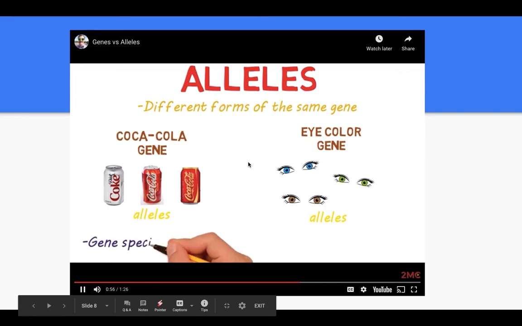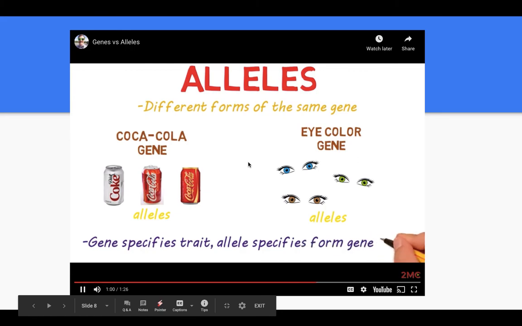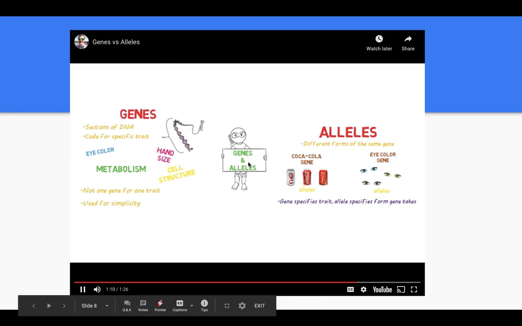Just remember, the gene specifies which trait, and the allele specifies what form the gene takes. Okay, let me say that again. This is the bottom line. The gene specifies which trait, and the allele specifies what form the gene takes. All right, and that's it.